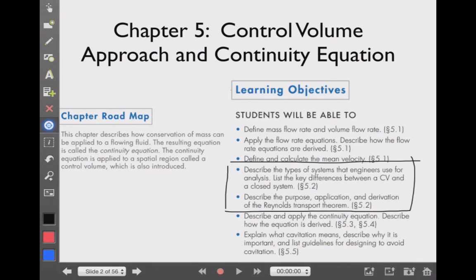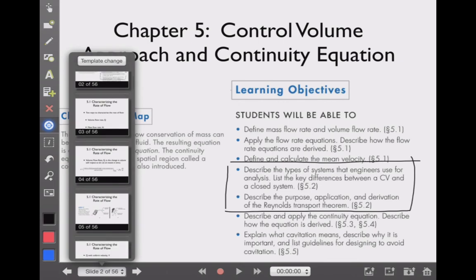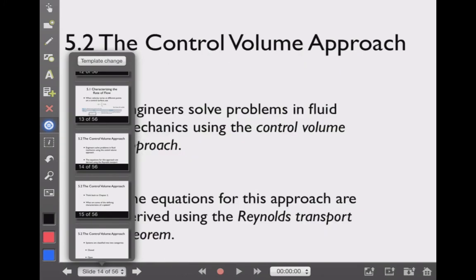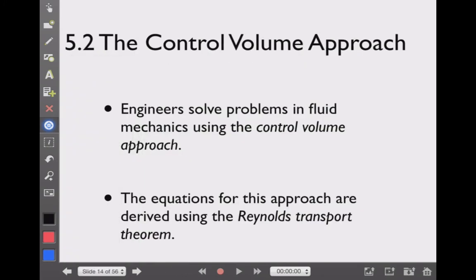You must understand the control volume approach in order to understand how to solve problems using mass with the continuity equation, momentum with the momentum equation, and energy with the energy equation. So this is going to be extremely important for not only the rest of Chapter 5, but also Chapters 6 and 7 on momentum and energy. So let's skip forward. This is also going to be probably a fairly long lecture, but let's get at it.